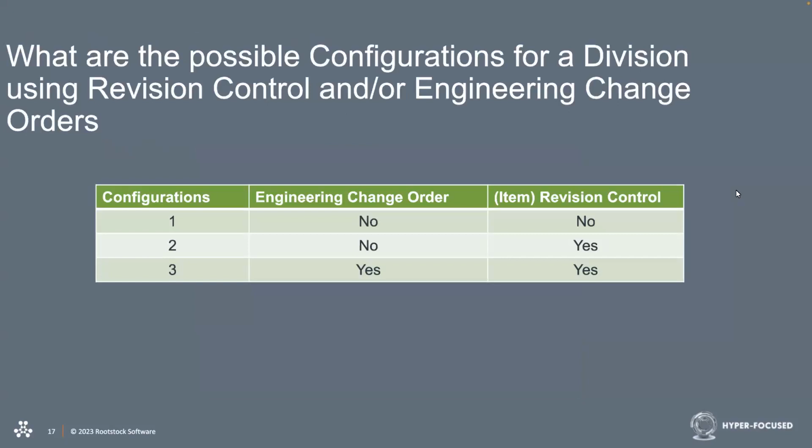So now we're going to incorporate some talk about ECOs. The options you have within Rootstock, and this is at the division level, by the way, are that an item can have engineering change control (ECOs) and not be under revision control, or it can be under revision control but not under engineering change control, or it can be under both.